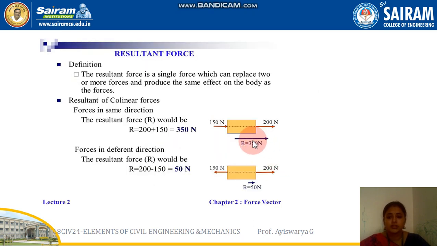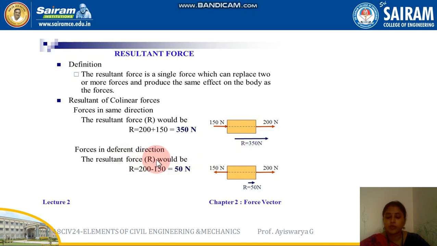The next one is resultant force. Resultant means a single force which replaces two or more forces in the body and produces the same effect. For example, in the first block you can see 150 Newton and 200 Newton acting in the same direction. So the resultant R will be in this direction only: 150 plus 200 is 350 Newton.